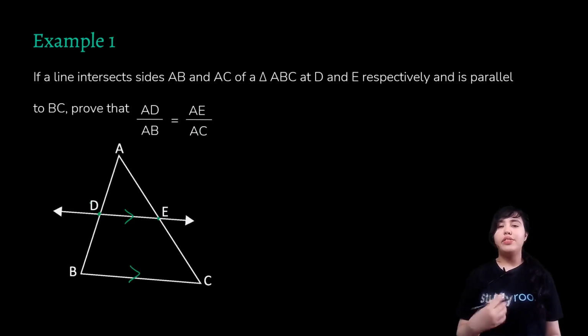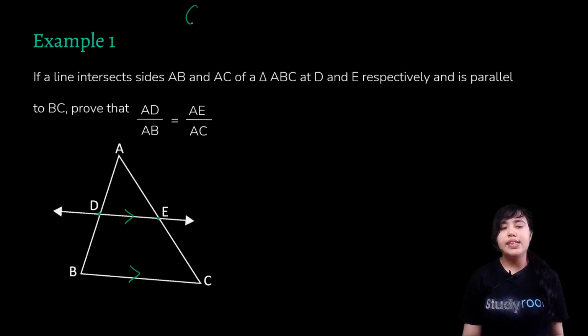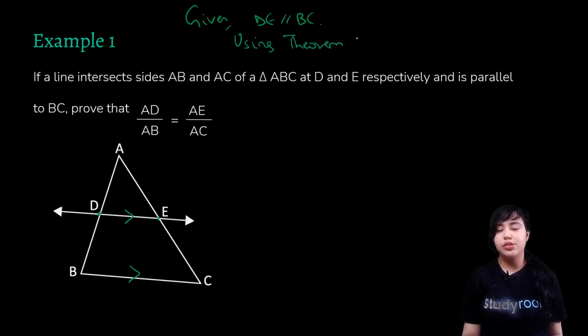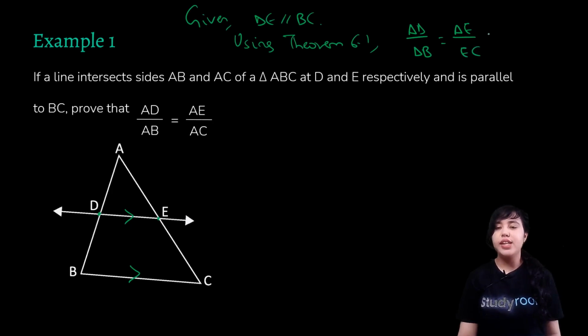So it's not like what we've been doing so far. We've been proving AD upon DB, but not AD upon the entire side AB. So let's see. It's given that DE is parallel to BC. So using theorem 6.1, or the basic proportionality theorem, we can say that AD upon DB is equal to AE upon EC, right?